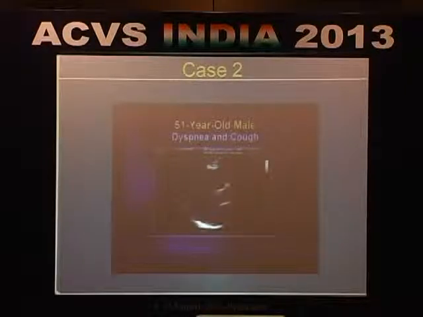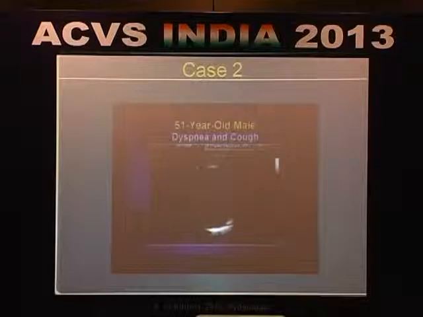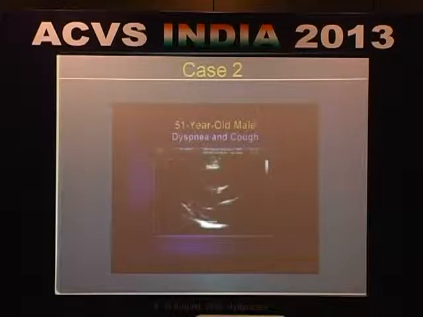This slide was borrowed from Mayo Clinic. This is not ours. This patient attended the Mayo Clinic with shortness of breath and cough, and presented like a dilated cardiomyopathy. So the initial diagnosis was cardiomyopathy. When they started investigating, they found this was cardiac sarcoidosis.